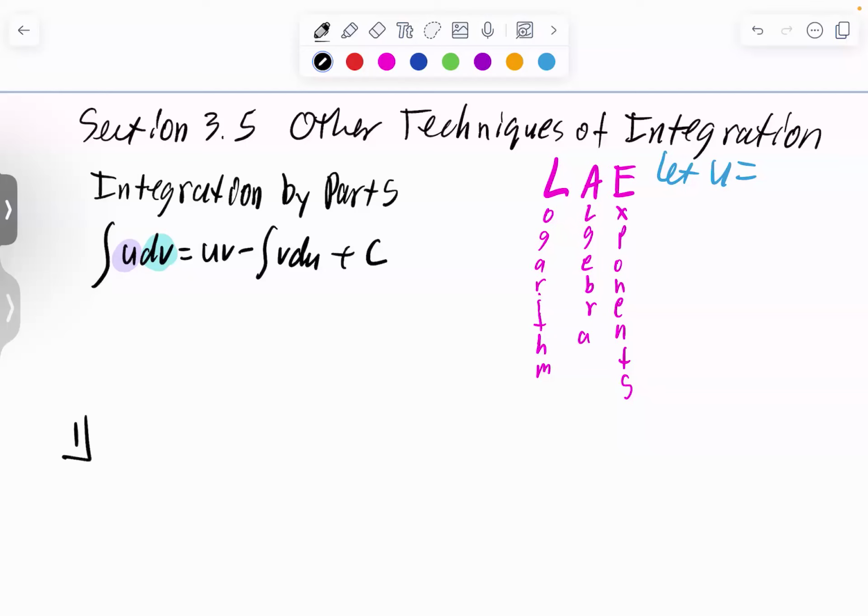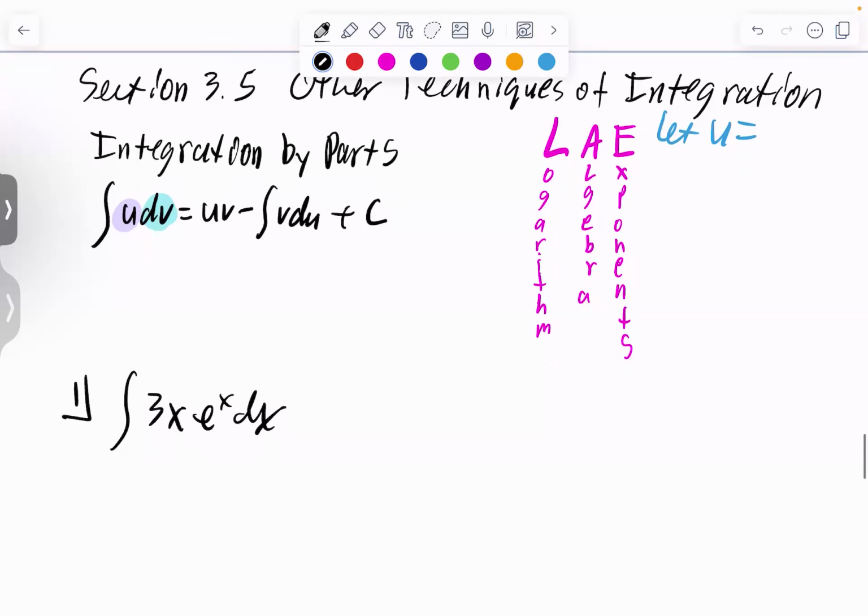And let's start with our first problem. This is the integral of 3x e to the x dx. And I'm going to notice that I have some algebra here, meaning the 3x. So I'm going to go off to the side here, and I'm going to let my u be my 3x, which means my dv is going to be my e to the x dx. It has to include the infinitesimal, meaning the dx. If there's a d something, it has to equal some function and then a d something.